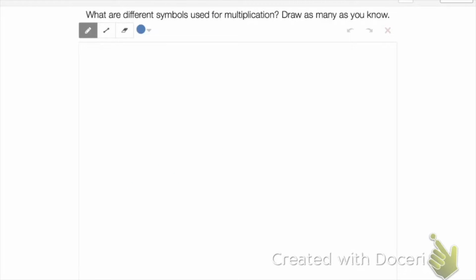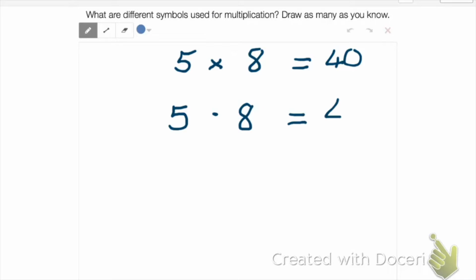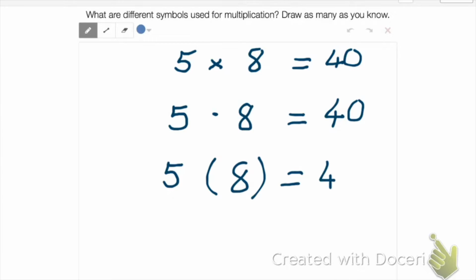So what are the different simple forms of multiplication that we use? When we study in kindergarten, we use 5 and we use a little x multiplied by a. So this is 5 times a equals 40. But in middle school, we try not to use the x as a multiplication. So we're going to replace the x with the little dot in the middle. So 5 times a equals 40. Or we can use parentheses. 5 parentheses a equals 40.